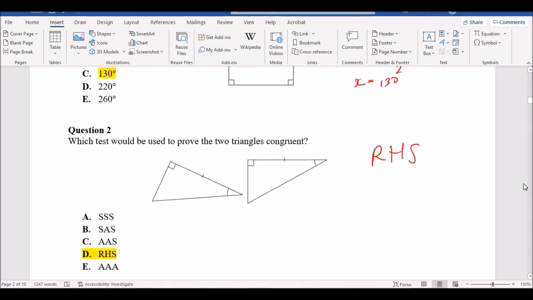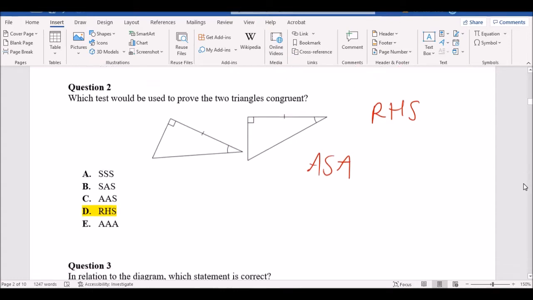Some of you might have gone angle, side as well. That technically is also correct, but because there's already a right angle, you have to assume that it's going to be RHS. But you could have gone ASA as well, because you've got two angles and then that side there that are the same. But again, if there's a right angle, please go with RHS. That's the most correct way of doing it.